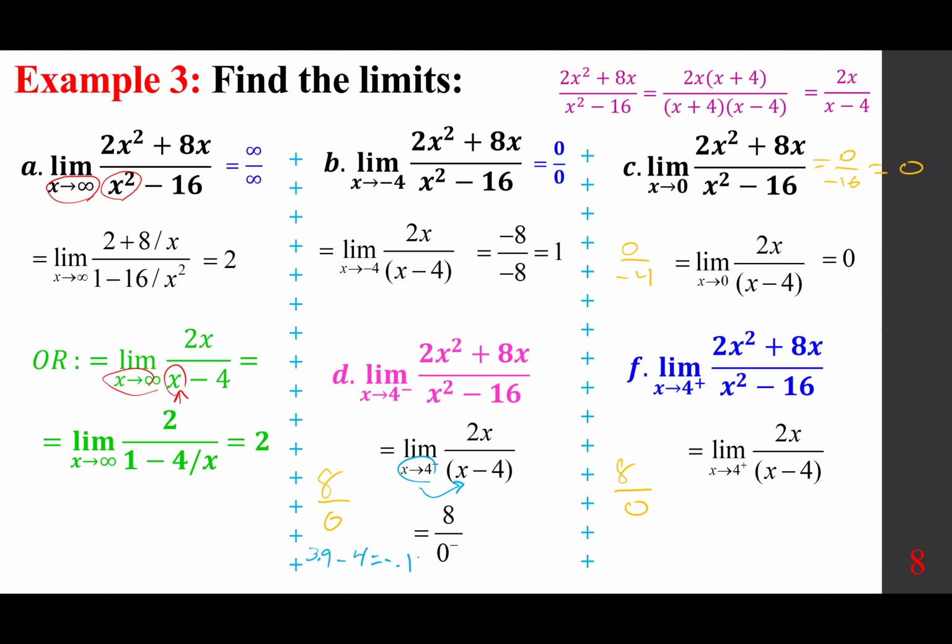So it's negative infinity, whereas here, let's say 4.1 minus 4 is positive 0.1, and therefore 8 over 0 from the right is positive infinity. So that's the difference between the two, and you want to be very careful of that.